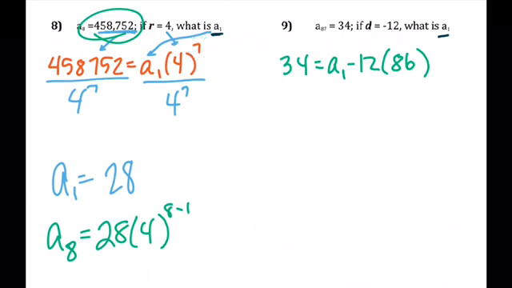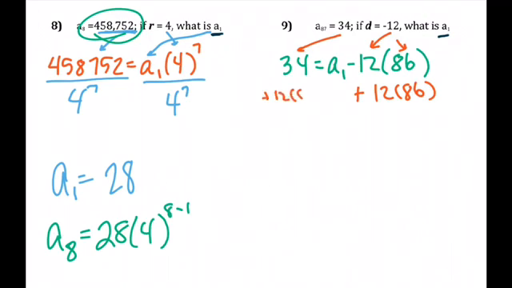Okay, let's look at number 9. So again, I set it up with a sub 87 right there. The 87 minus 1 is how I got the 86. The d is going to go right there. So I'm going to add 12 times 86. I don't even care what it is. I'll just let the calculator worry about it. So a sub 1 is equal to 34 plus 12 times 86. So what is that? What is it?